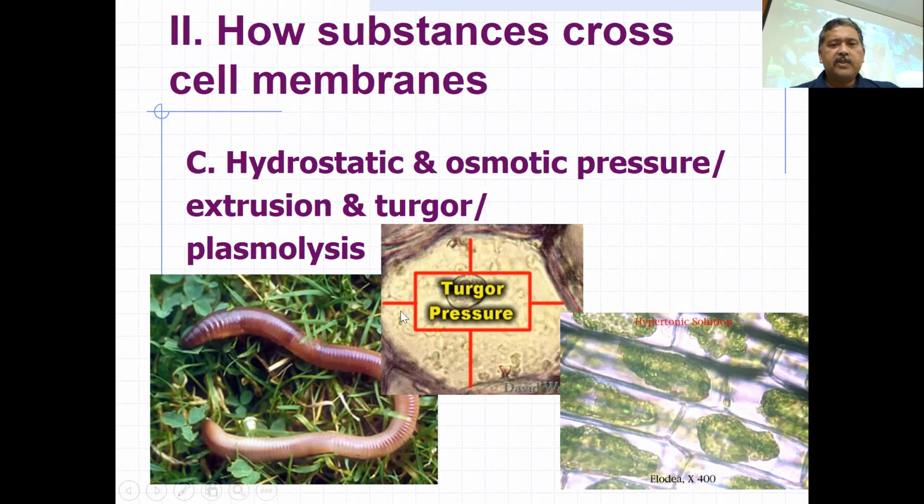This is a picture of a cell that is turgid, we say. And it is turgid because it has a lot of turgor pressure or osmotic pressure. And if there's too much pressure, you're going to have a situation called extrusion.